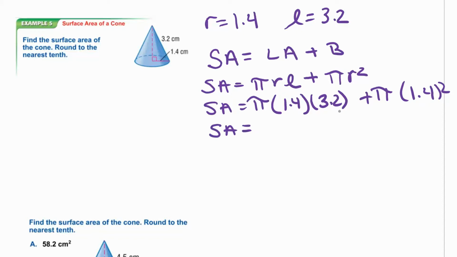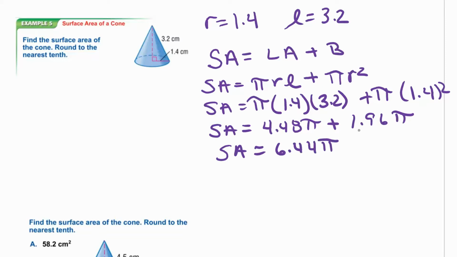Multiplying 1.4 times 3.2, we have 4.48 pi, plus 1.4 squared is 1.96 pi. These two terms both have pi in them, so the surface area would equal 6.44 pi centimeters squared. That's the exact answer. The answer rounded to the nearest tenth would be 20.2 centimeters squared.